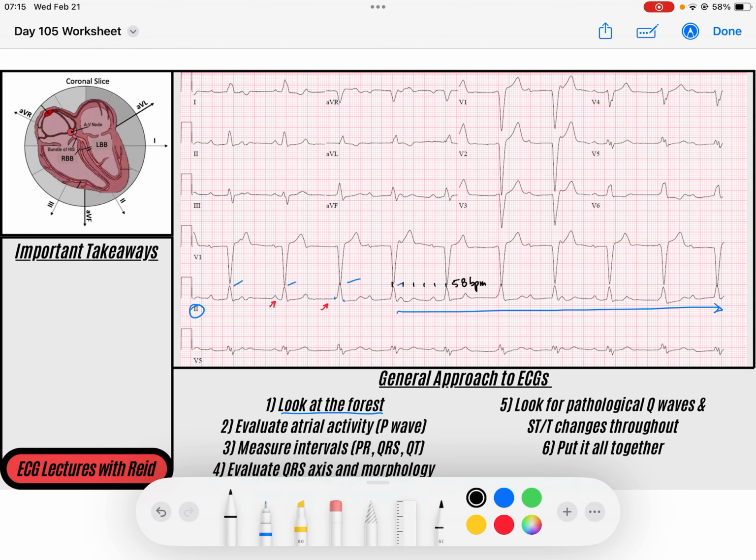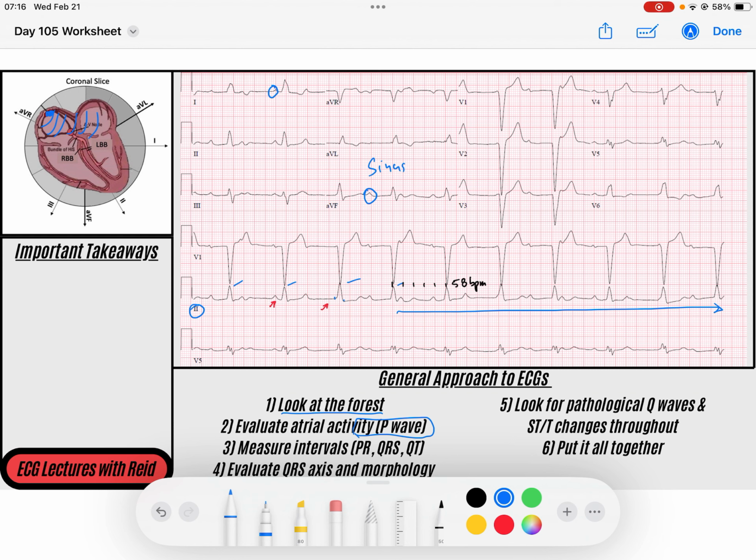And so we do say we have some P waves. Let's take a look at those P waves. Those P waves, if we look, are upright in lead 1, and they are upright in AVF. And so that tells me that my sinus node is high in the right atria, depolarizing down and to the left, which will produce upright P waves in 1 and AVF. So these are P waves that are being produced by the sinus node.